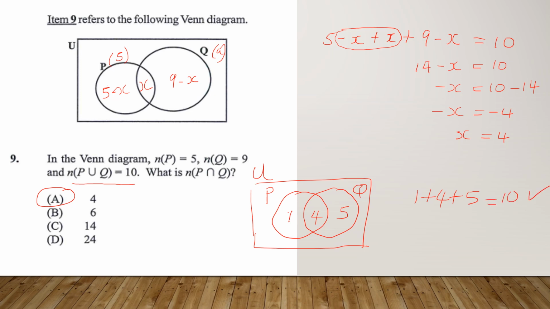So we are correct. So what is the number of elements in P intersection Q? Which is this value here. Let me just, this value here, 4. So the answer is A.